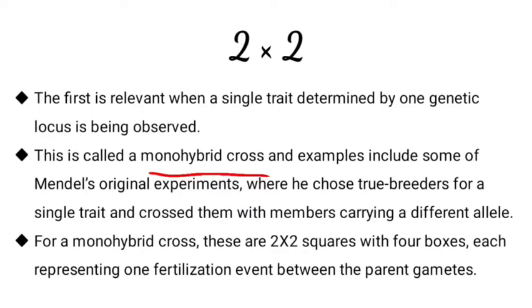Examples include some of Mendel's original experiments where he chose true breeders for a single trait and crossed them with members carrying different alleles. Here comes heterozygous. For a monohybrid, these are 2 cross 2 squares with 4 boxes. Yes, it is called 2 cross 2 because it has 4 boxes. Each box represents one fertilization event between the parents' gametes.